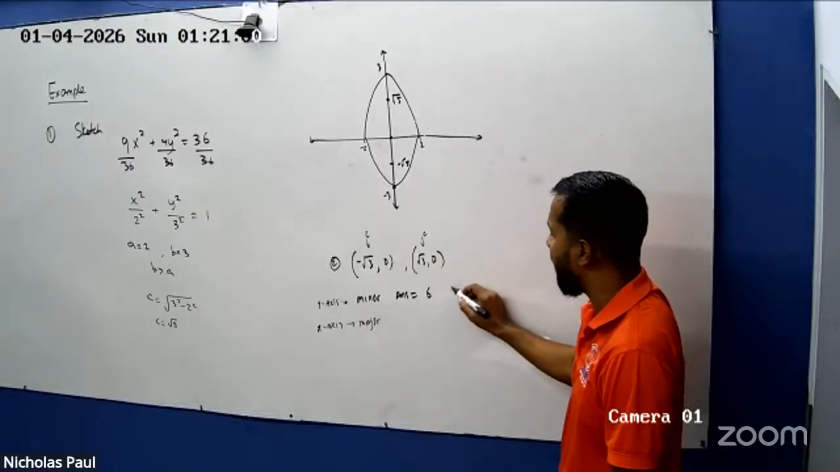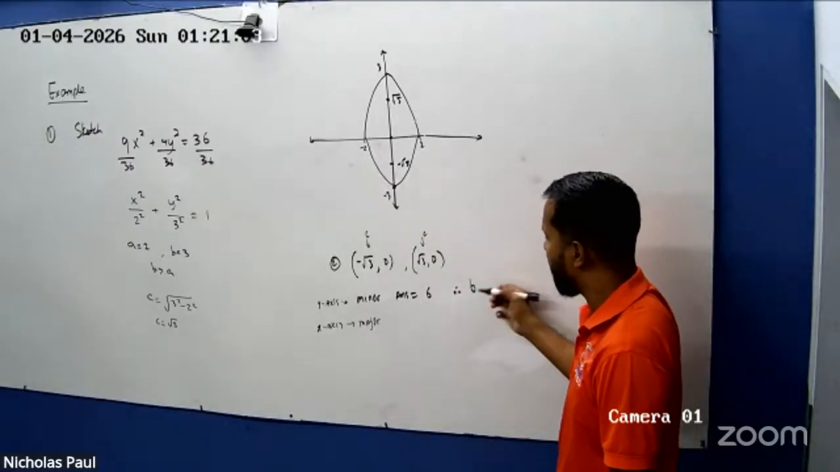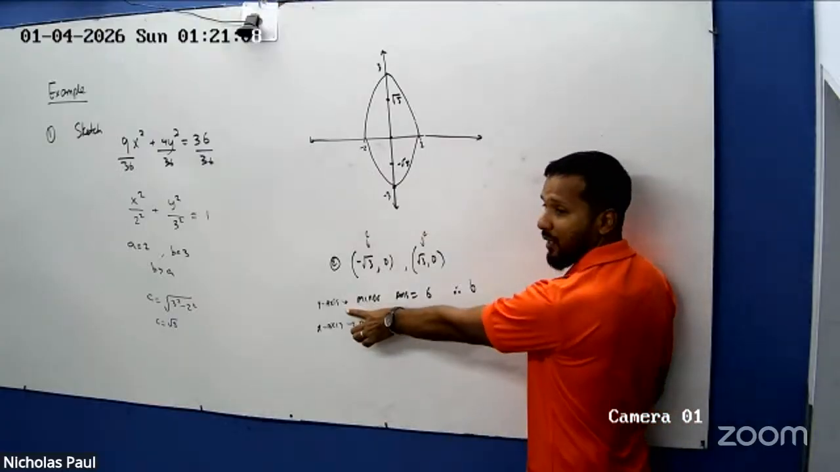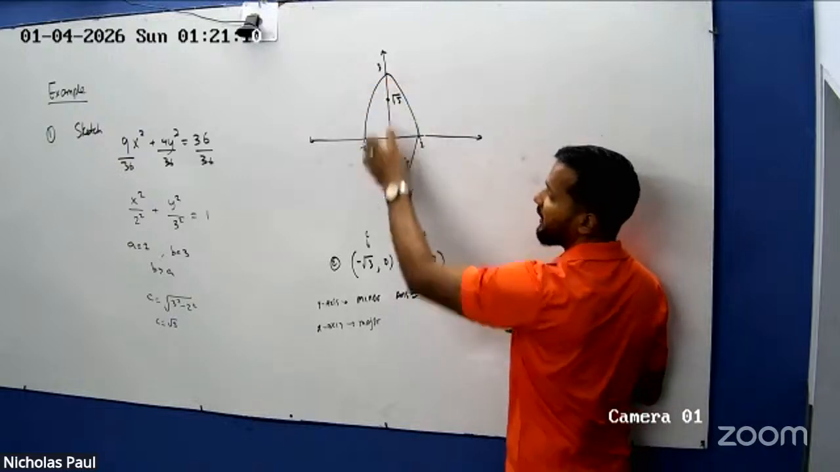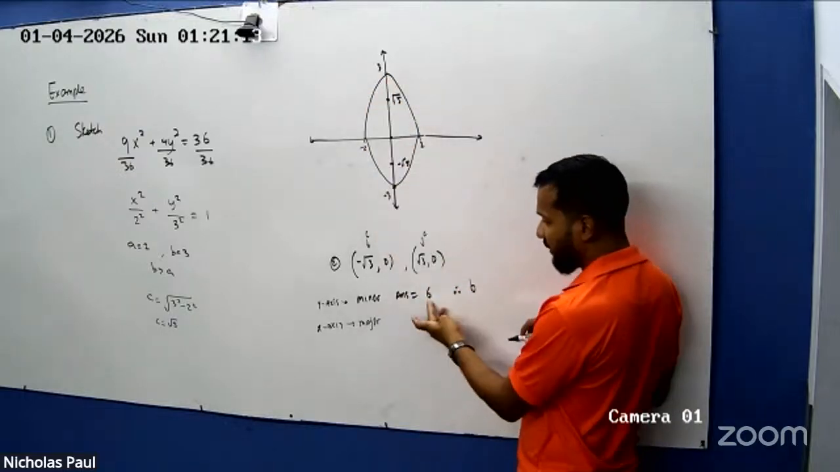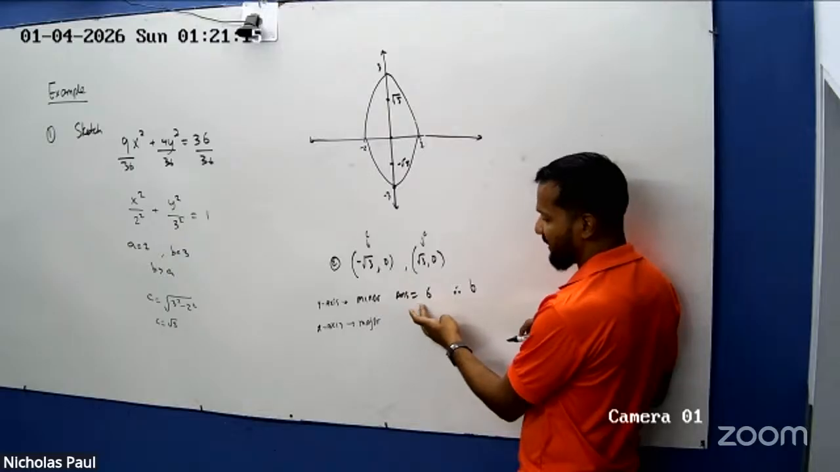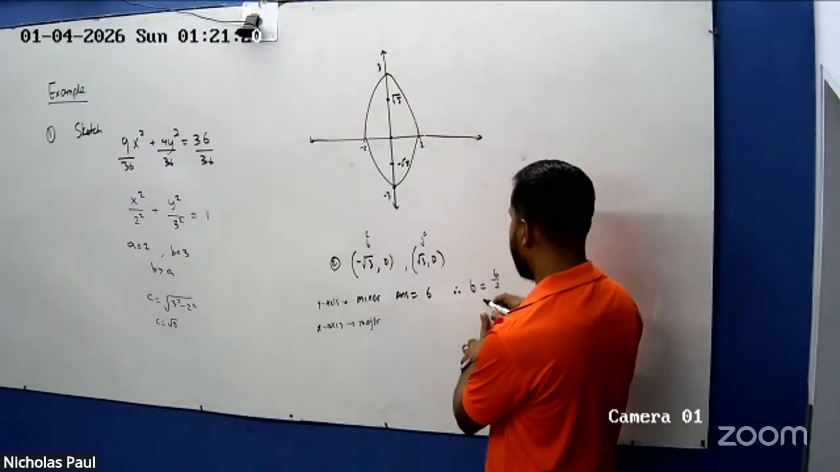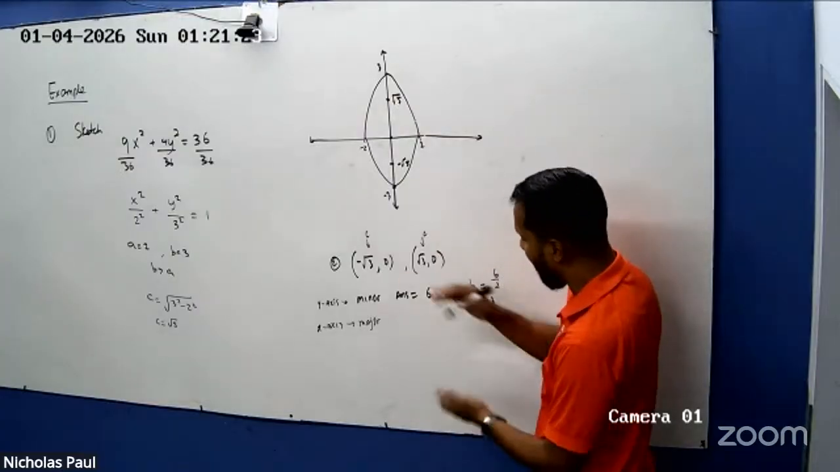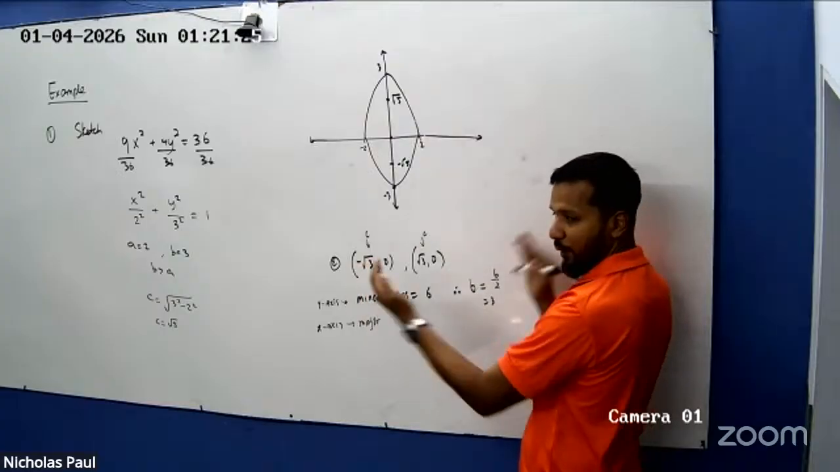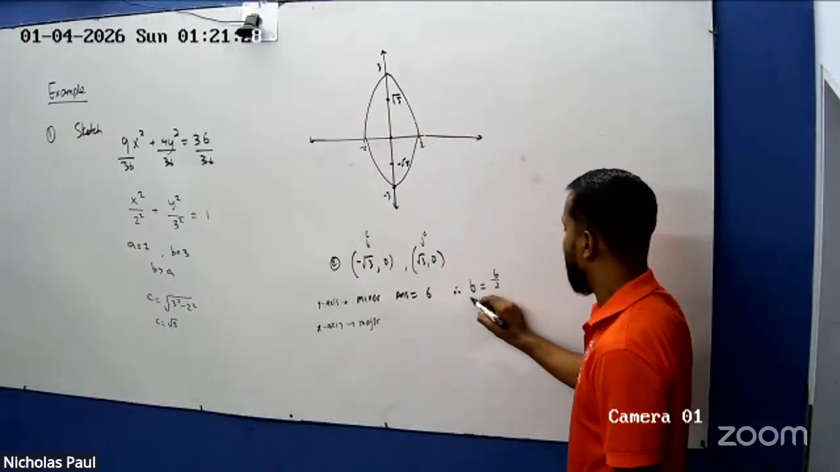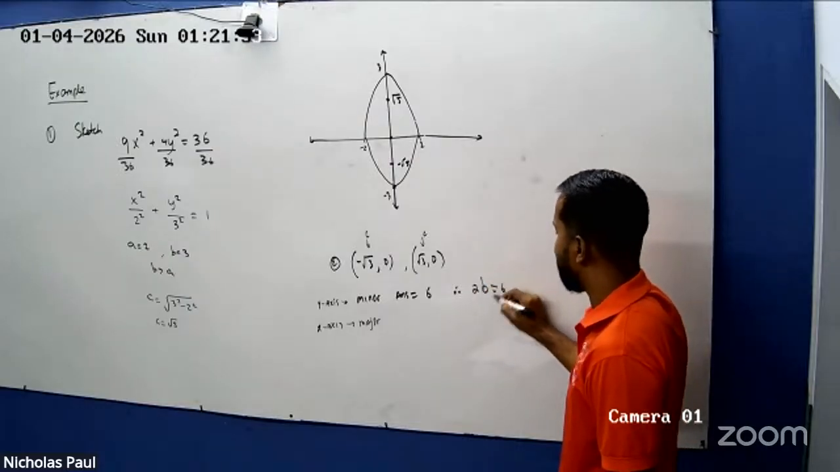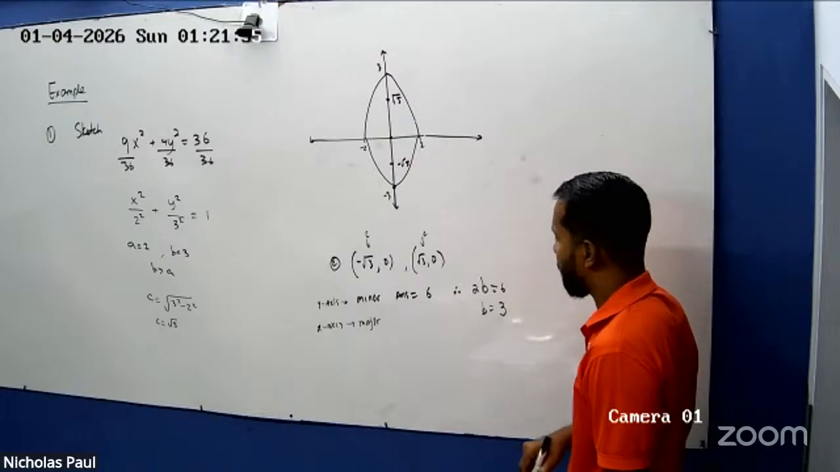So can we figure out B, and then we'll figure out A? Remember, B is always on the y-axis. So how long is this? 6. So the minor axis is 6. So B has to be how much? 3. Very good. 6 divided by 2 is 3, because the length is 2B. Therefore, 2B is equal to 6, and B is equal to 3.